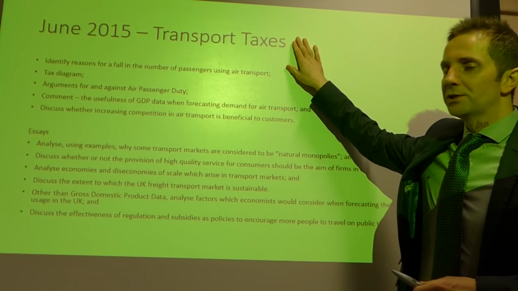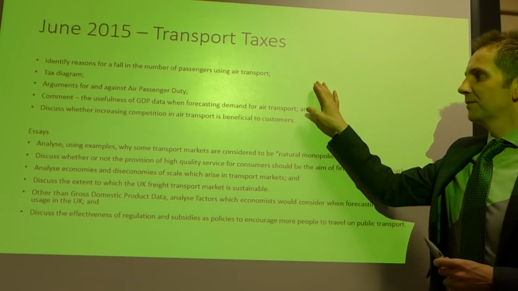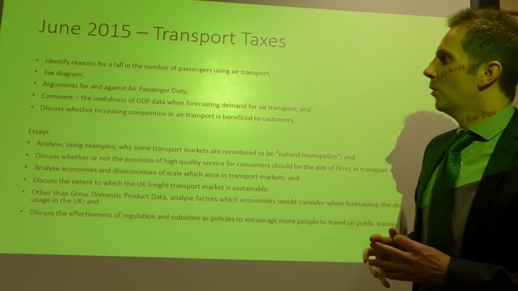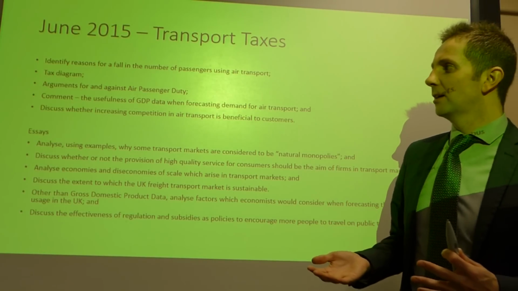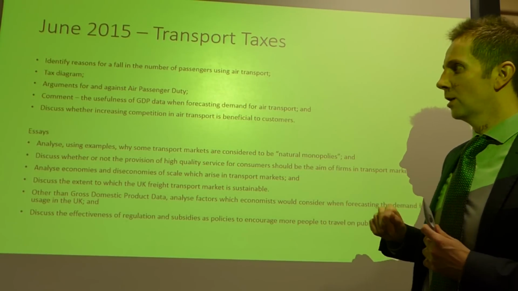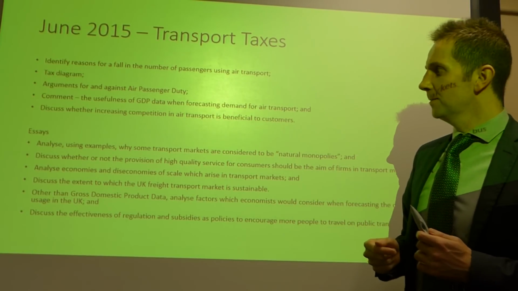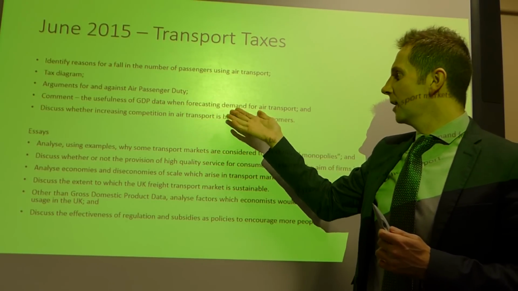Case study data question was all about transport taxes, and areas of assessment in the data question were: identify reasons for a fall in the number of passengers using air transport, draw a tax diagram. So we've had a subsidy diagram previously, now we've got the tax diagram. Identify the arguments for and against air passenger duty. Comment on the usefulness of GDP data when forecasting demand.